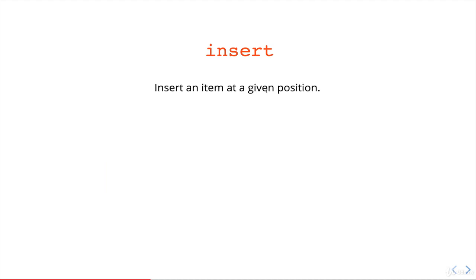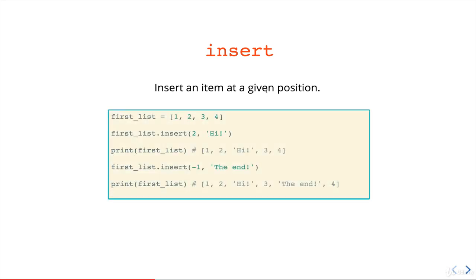So insert does just that. We tell it where to insert something using a numeric index, and then we tell it what to insert. So here's an example. We have first list. Once again, it's 1, 2, 3, 4 in a list. And then we call the insert method on that list. And the first thing we provide is the index we want to add the new data to. So that is 2 in this case. So 0, 1, 2. So it should be right here at this spot. And what do we want to add? The string high. So our result is 1, 2, high, 3, 4.